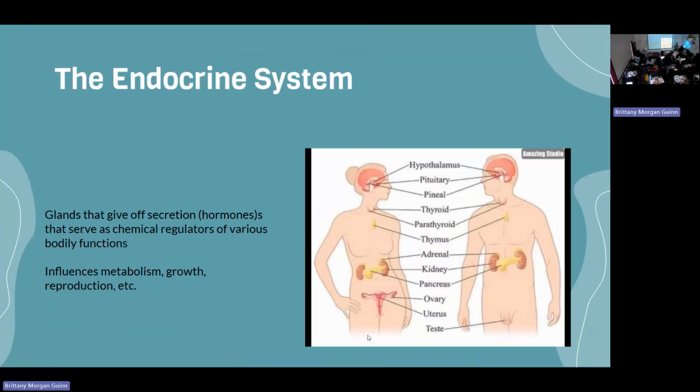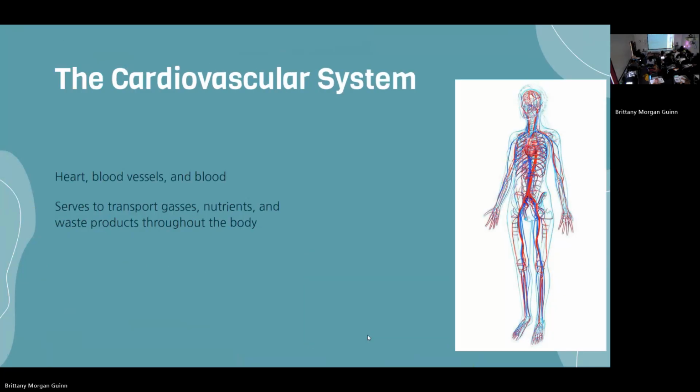And the endocrine system is going to influence metabolism, which is the rate at which work is done, as well as growth and reproduction. We have the cardiovascular system: the heart, blood, and blood vessels, serving to transport gases, nutrients, and waste products throughout the body.